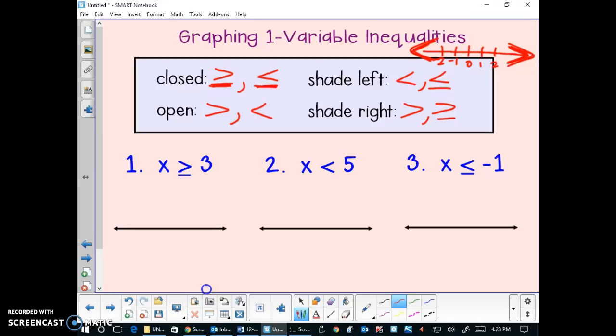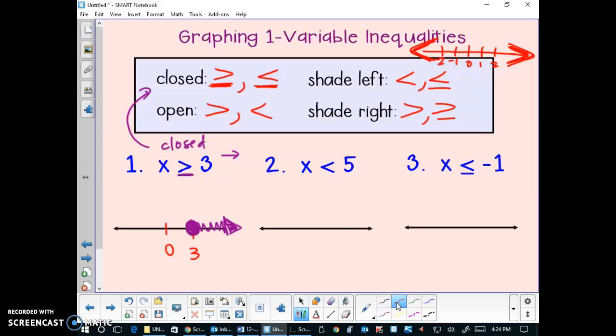Okay, so let's look at number 1. We have x is greater than or equal to 3. So I always just kind of plot 0, and 3 is going to be on the right, so 3 is going to be somewhere over here. Now, it has an equal to, which tells us it's going to be a closed circle. And it's a greater than, so we're going to shade this direction. So it's a closed circle, so I'm going to put a closed circle on 3, and I'm going to shade to the right because it's x is greater than or equal to 3.